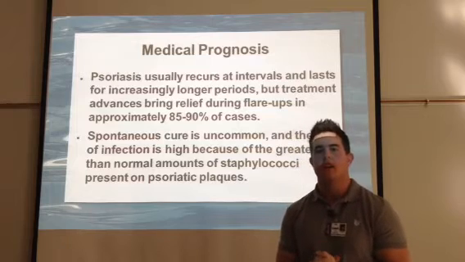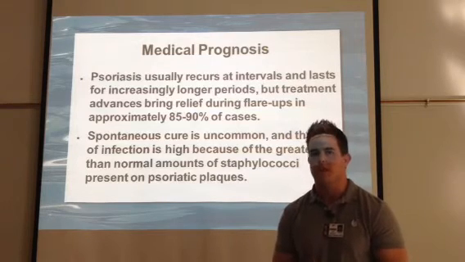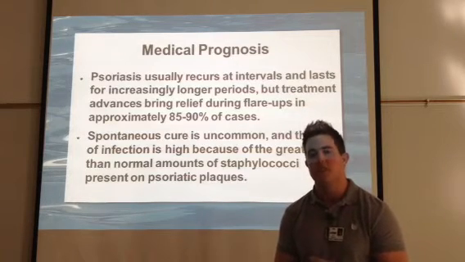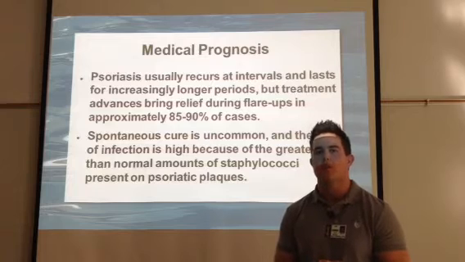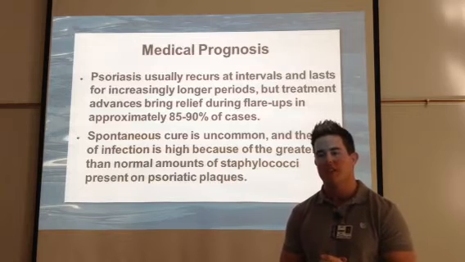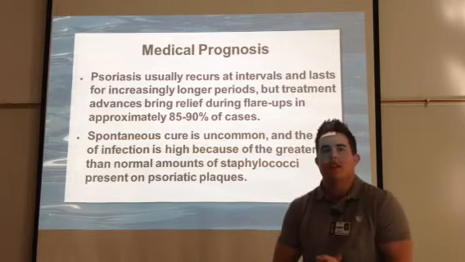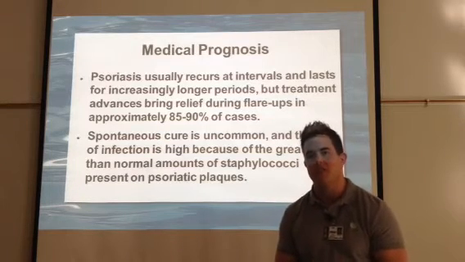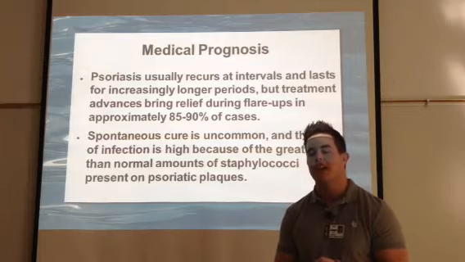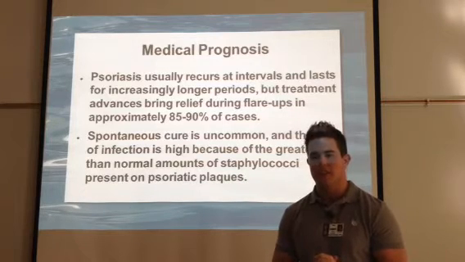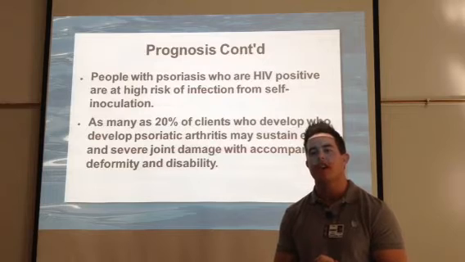Medical prognosis. Psoriasis usually reoccurs at intervals and lasts for increasingly longer periods each time it presents. But advances in treatment in the past 10 years or so have really had a drastic effect on flare-ups, and in 85 to 90% of cases, the flare-ups can be controlled as they come. Spontaneous cure is uncommon in plaque psoriasis, and the risk of infection is higher than normal because of the staphylococci present in psoriatic plaques due to the open lesions. So you need to really take care of the skin area and keep it protected.